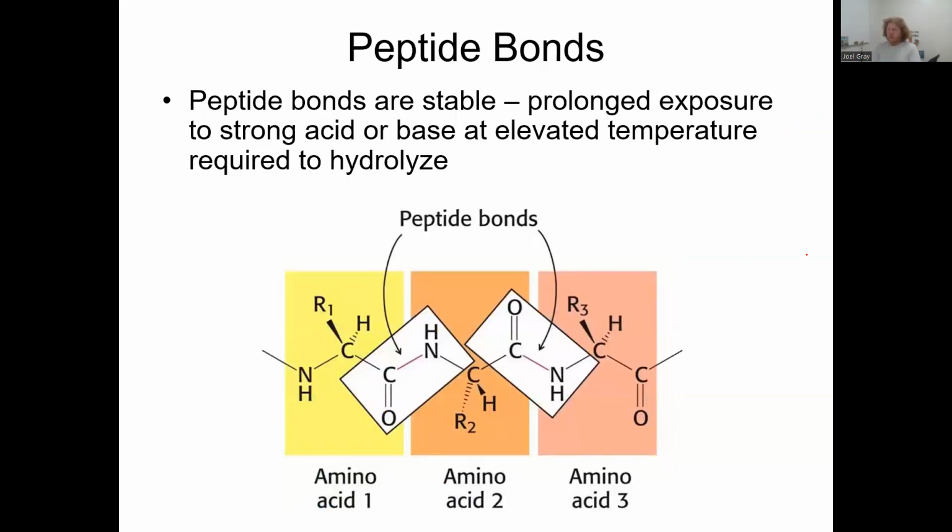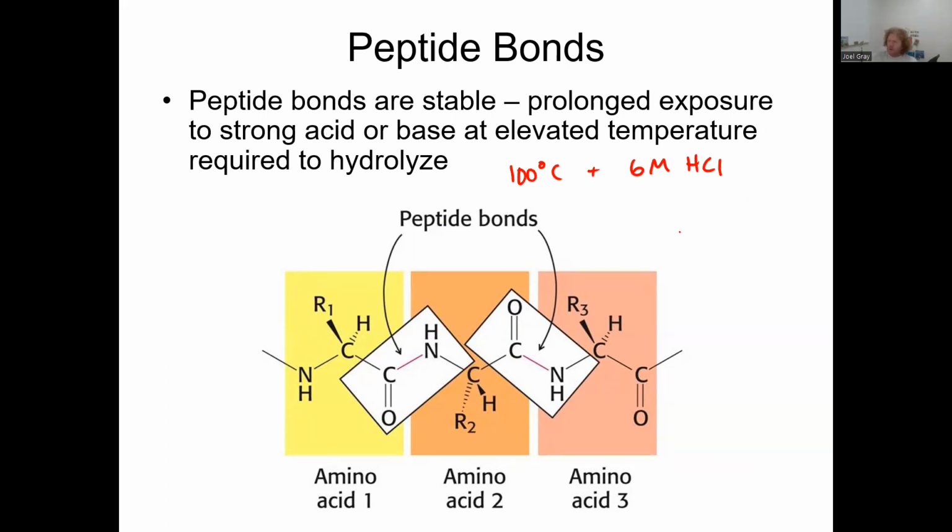Now, peptide bonds, as we previously talked about, are stable. They can endure prolonged exposure to a strong acid or a strong base, even at elevated temperatures, but only whenever you have that combination of super high temperatures and super high concentrations of an acid. I'm talking something like 100 degrees Celsius plus 6 molar HCl. So a super concentrated, strong acid plus high temperature is going to be what breaks a peptide bond.